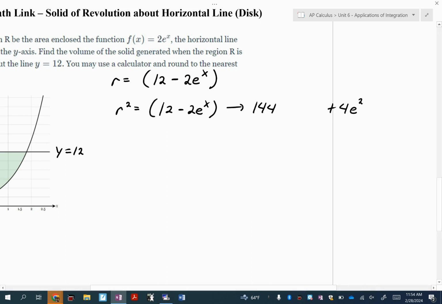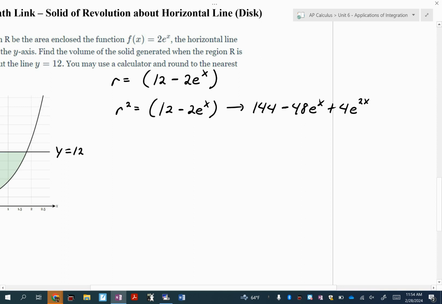Nice. E to the power of 2x. Well done. So I'm sorry about your stomach, but good job. Okay. The middle term, you multiply them, and then times 2. So 12 times negative 2 e to the power of x is negative 24 e to the power of x. But then times 2 is negative 48 e to the power of x.